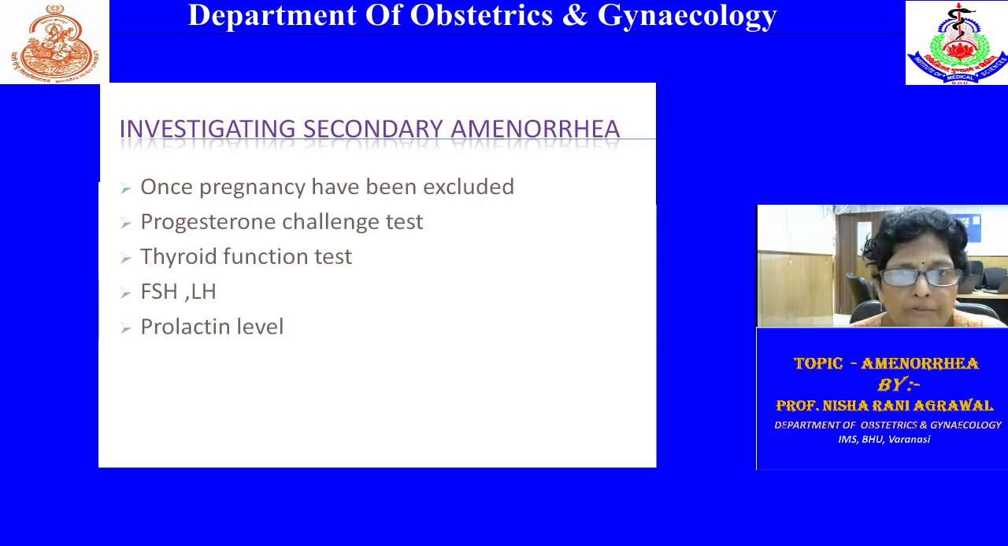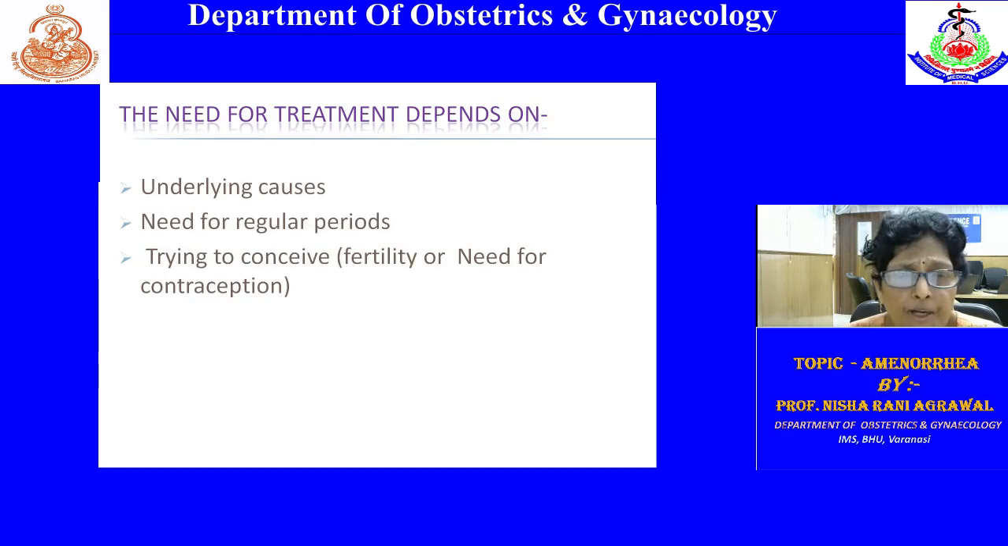Now coming to the investigations in secondary amenorrhea. Once pregnancy is excluded, progesterone challenge test is done. If it is positive, that shows that the endometrium is functioning. Thyroid function test, FSH, LH, and prolactin level. The need for treatment depends on the underlying cause. The patient may need regular periods, or may need fertility or be trying to conceive, or may need contraception. So according to the underlying cause and the need of the person, the treatment is given.